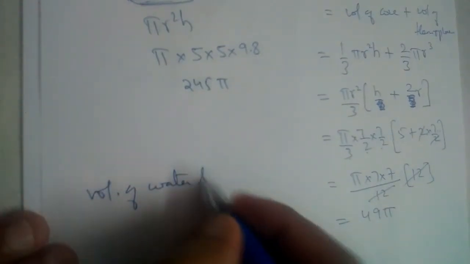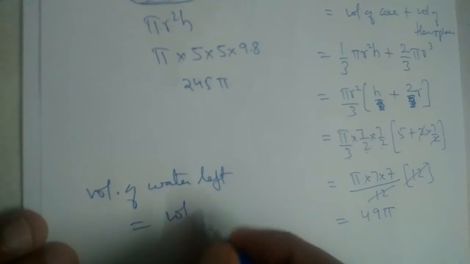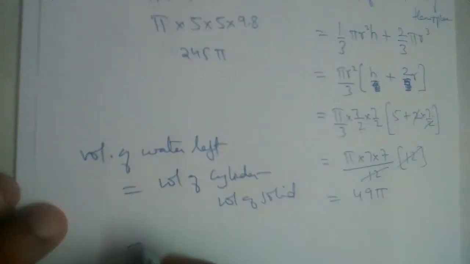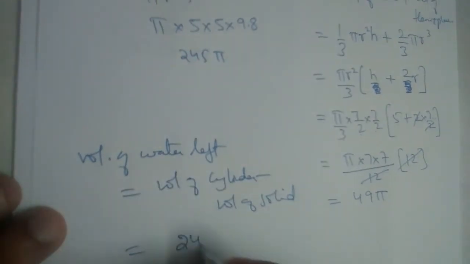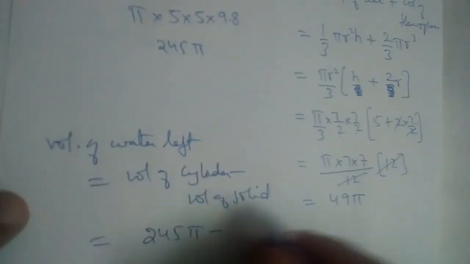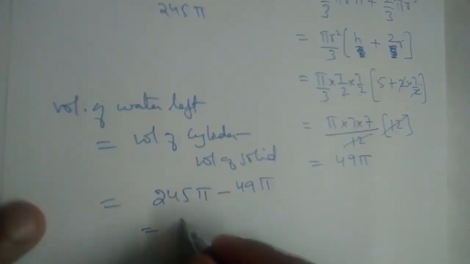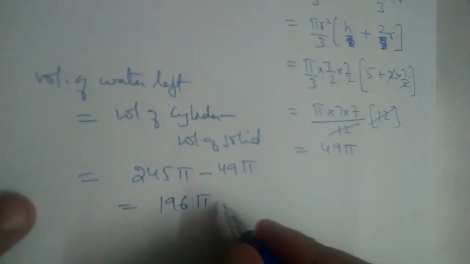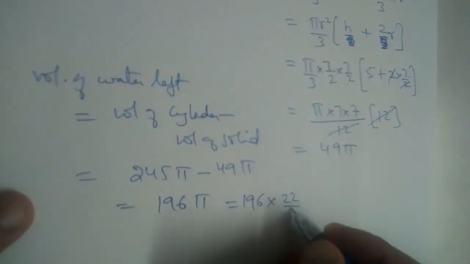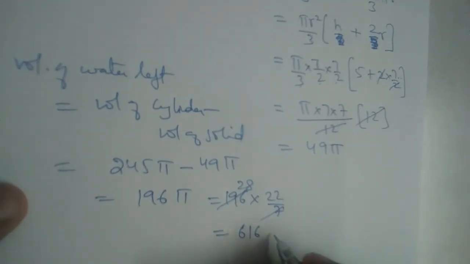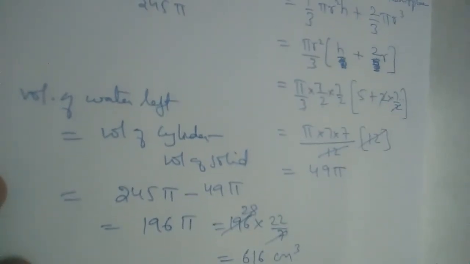Now volume of water left will be equal to volume of cylinder minus volume of solid, right? So volume of cylinder, we got it as 245 pi, minus volume of solid 49 pi. So this will give us 196 pi. So let us substitute the pi value now. 196 into 22 by 7. So this will go 28 times. So 28 into 22, 616. Okay, so volume of water left is equal to 616 centimeter cube. All right.